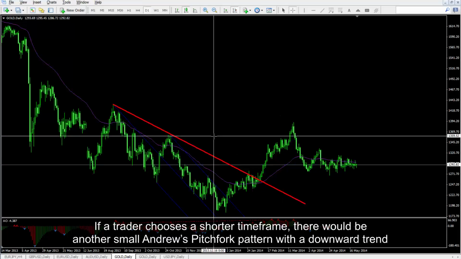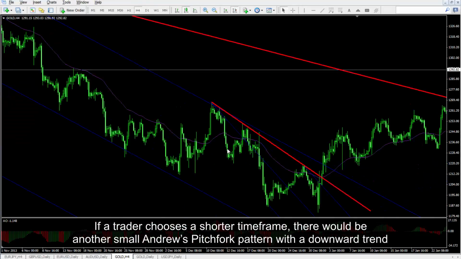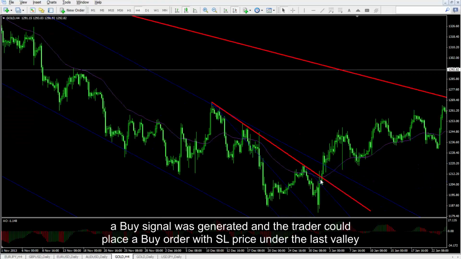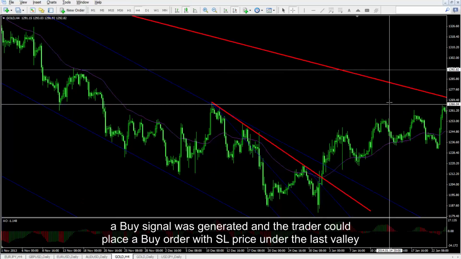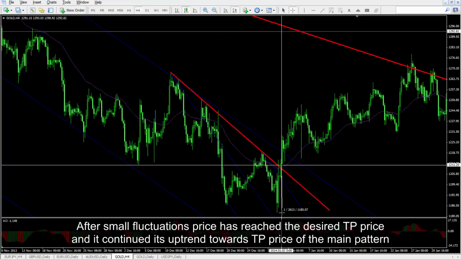If a trader chooses a shorter time frame, there would be another small Andrew's Pitchfork pattern with a downward trend. After the trigger line was crossed towards the top, a buy signal was generated and the trader could place a buy order with SL price under the last valley. After small fluctuations, price has reached the desired TP price and it continued its uptrend towards the TP price of the main pattern.